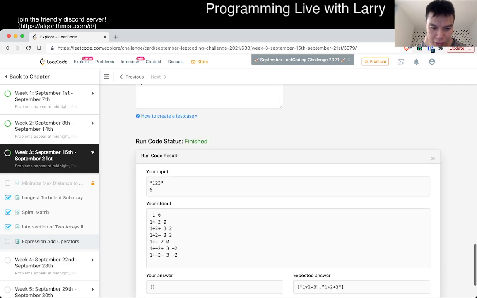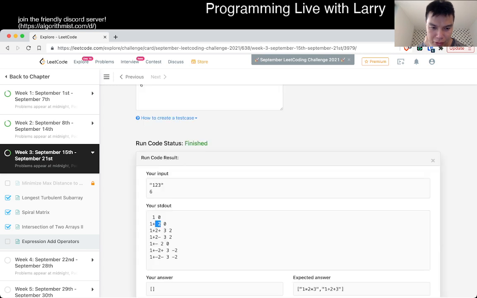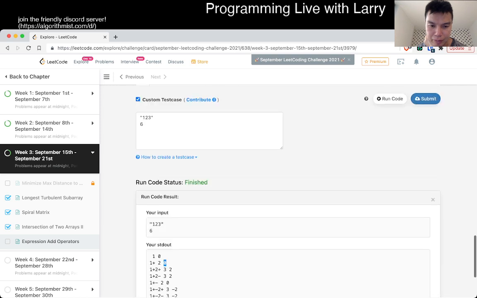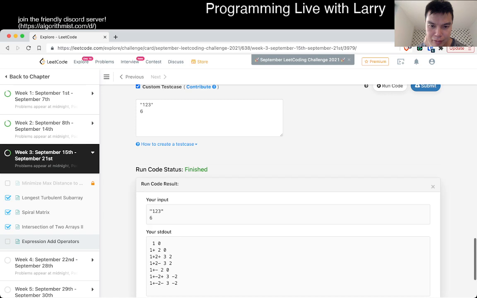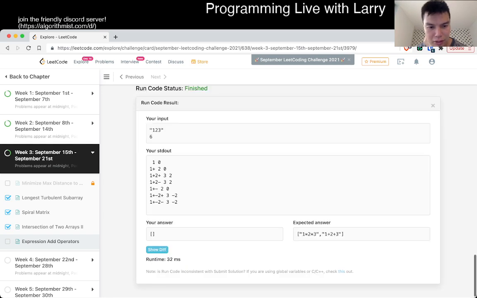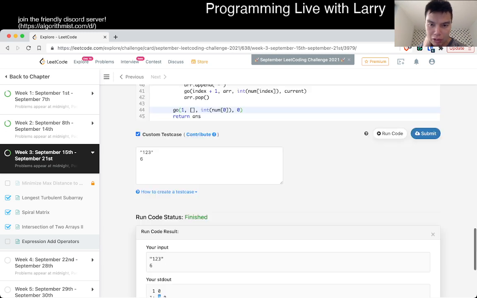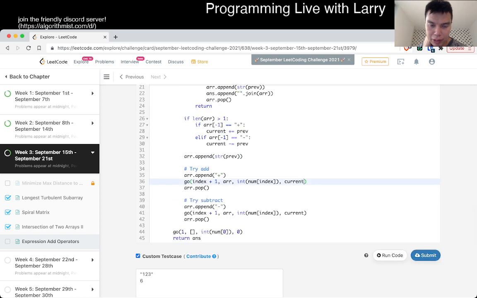Let's see. So 1, the current is 0, yep. 1 plus the last number. Prev, the current is still 0. Okay. I think I see what is happening here. Current should be 1 up to here. Once it picks 2, the math is wrong. So it's this thing maybe.